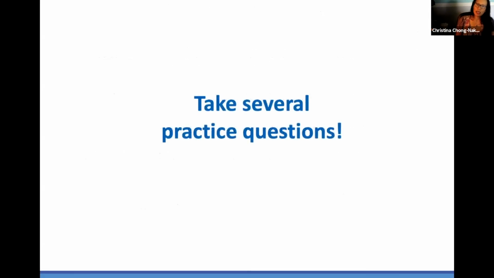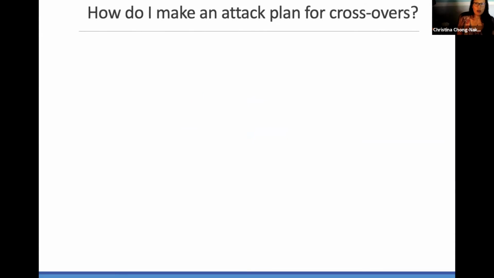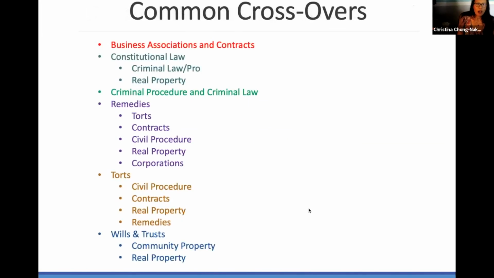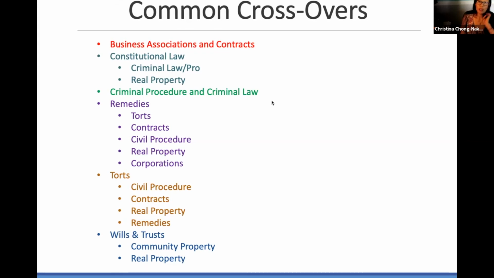And then, of course, take several practice questions. This will help you identify what the California bar tends to test on together, because there is a pattern. But just in case you don't have as much time to take every crossover question, let me go to this slide first. Here are the common crossovers, the topics. Business associations and contracts, where we have in red. Con law tends to cross over with crim pro, crim law, real property. Crim pro and crim law, of course, you see those crossover all the time. They're even like a subject together.